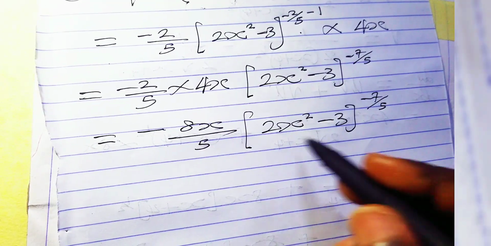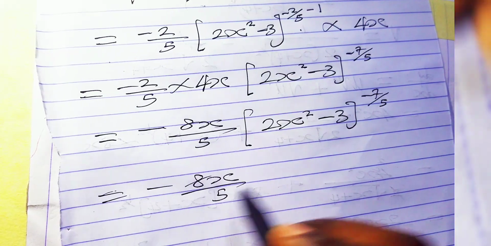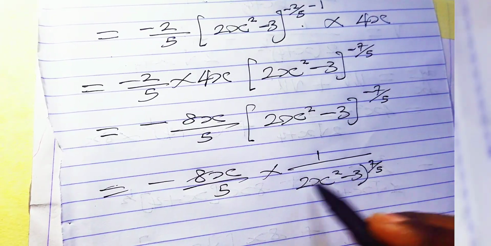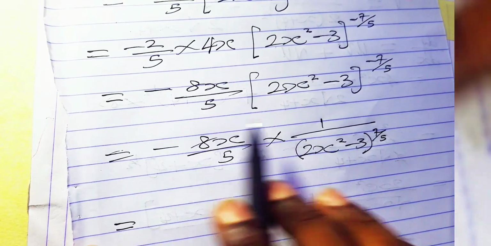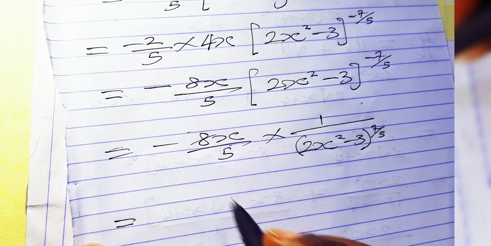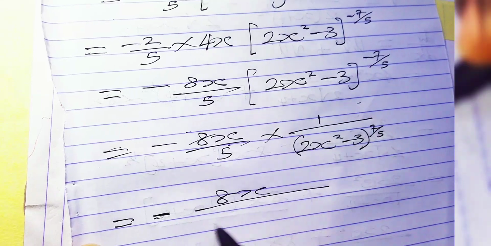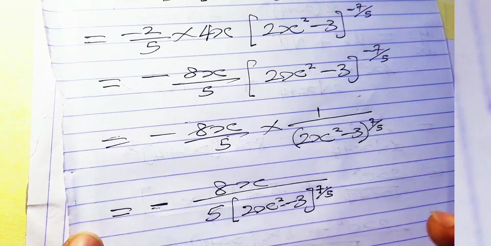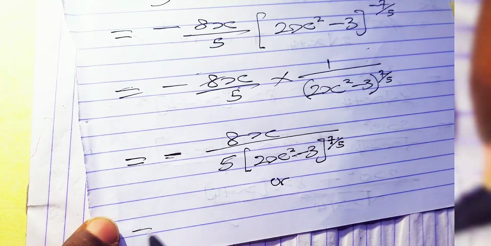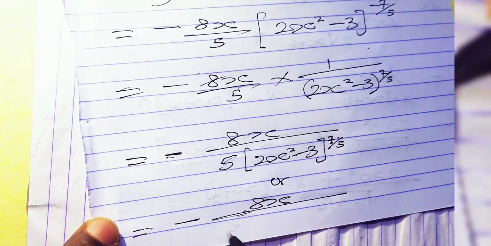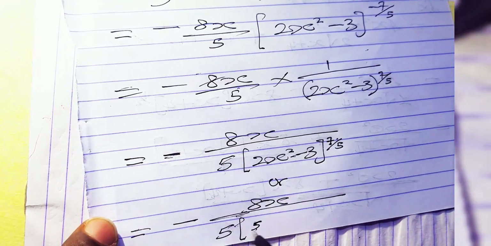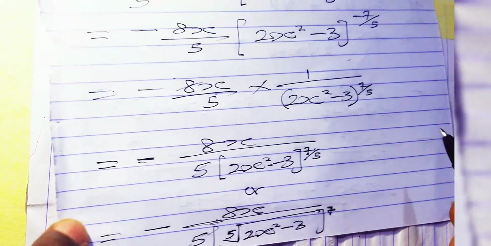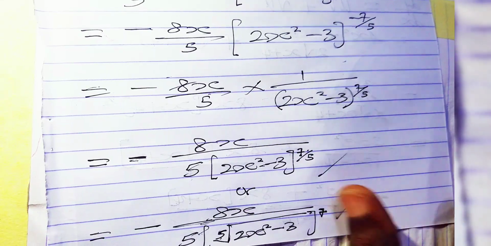And of course, this can still be written as minus 8x over 5 times 1 over 2x squared minus 3 raised to the power 7 over 5. And therefore, the numerator can multiply another numerator there. So we have minus 8x, everything over 5, in the bracket 2x squared minus 3 raised to the power of 7 over 5. Or the answer can be written as minus 8x over 5 in the bracket fifth root of 2x squared minus 3 raised to the power of 7. So either this or this can be expressed as the answer to that question.